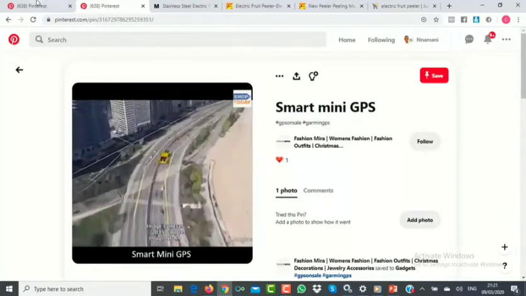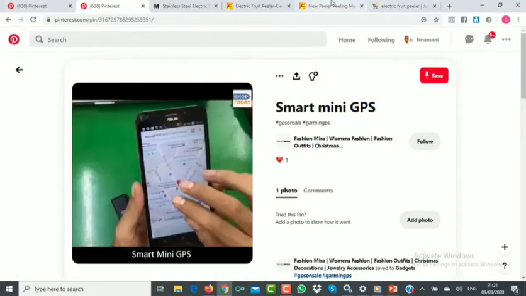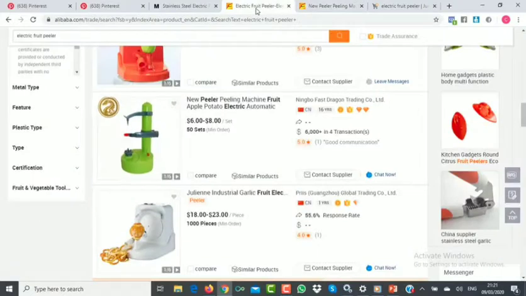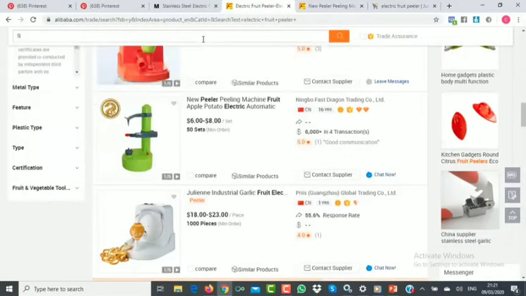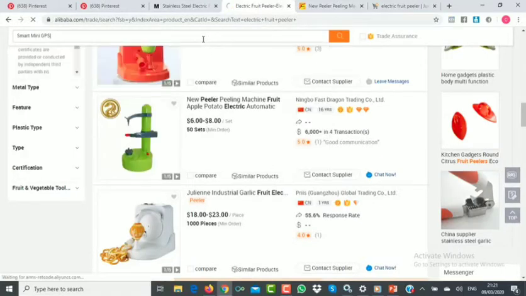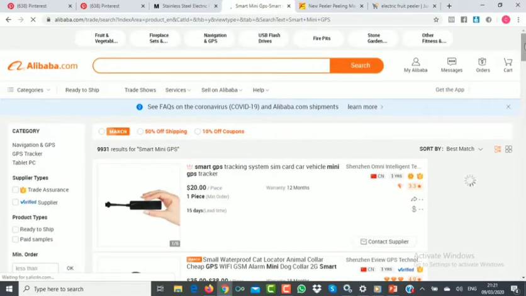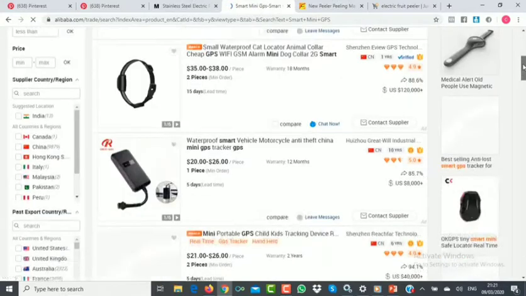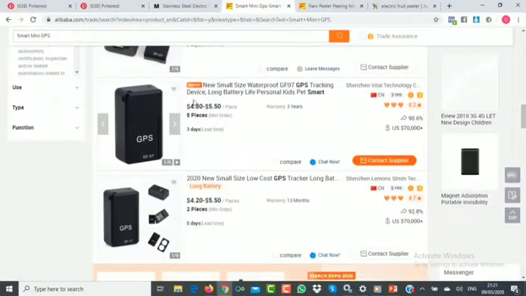All right, now what we do again is we check the name and then we head over to Alibaba. The name is Smart Mini GPS. Let's see if we have something that looks like it on Alibaba. Let's see. Yes, we do, and it's surprisingly cheap. It is $4.80 to $5.50.